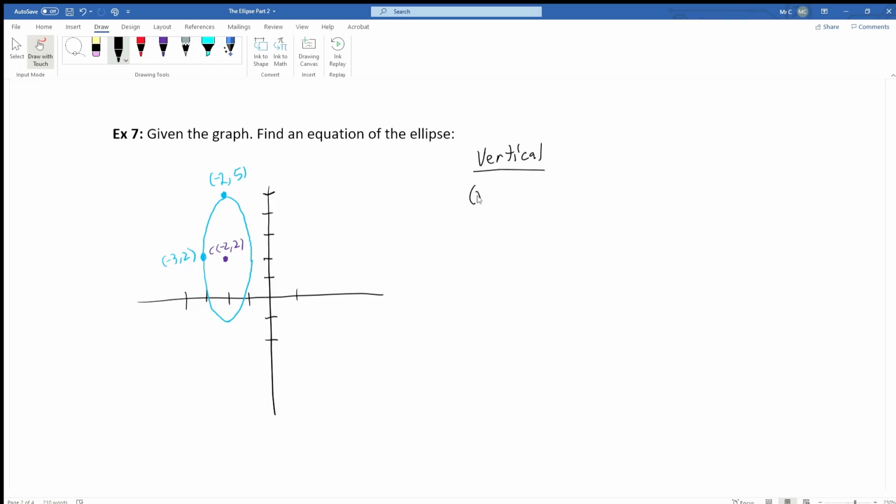And since it's shifted, it should have the form (x minus h) squared over b squared plus (y minus k) squared over a squared equals 1. All right, so if we look at our distance from our center out to this minor axis endpoint, that's from x equals -2 to x equals -3. That's a distance of b equals 1. And similarly, the distance from my center up to my vertex up here is from y equals 2 to y equals 5, so I should have a equals 3 here.